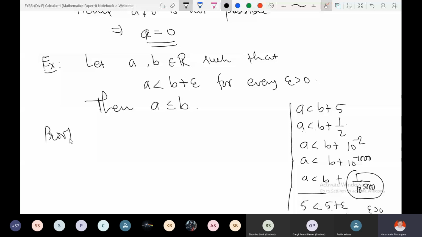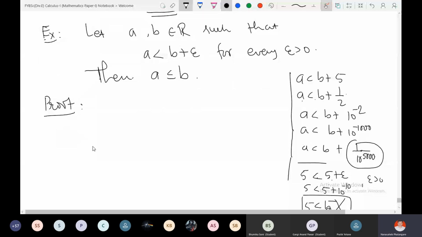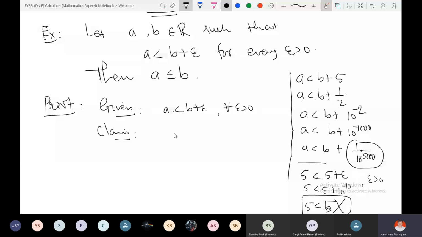What is the proof? Can you prove this? What is given? A is less than B plus epsilon for every positive epsilon, right? What is the claim? A is less than or equal to B. We want to prove this. Suppose not.